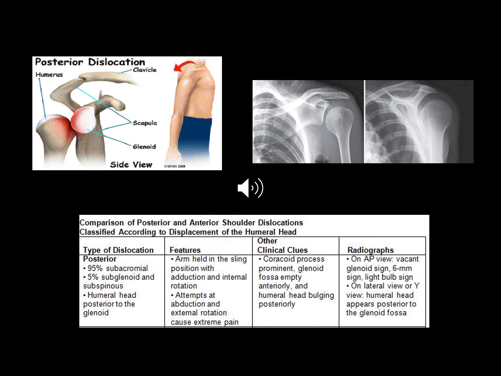In a posterior dislocation, the arm is held in adduction and internal rotation, and it's very painful to externally rotate the joint. The x-ray on the AP view shows a light bulb sign, but you're reliant on a reasonable quality lateral, which may not be seen in the emergency department for an accurate diagnosis. And unfortunately, approximately 30% of posterior dislocations are missed on the initial presentation to the emergency department with subsequent medicolegal ramifications.